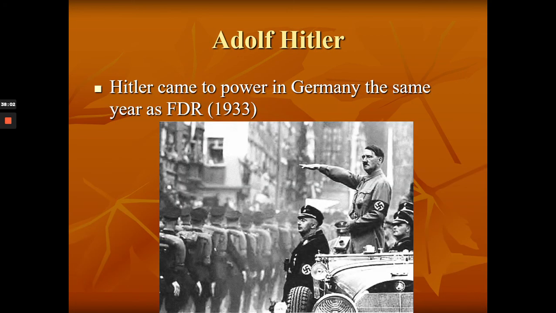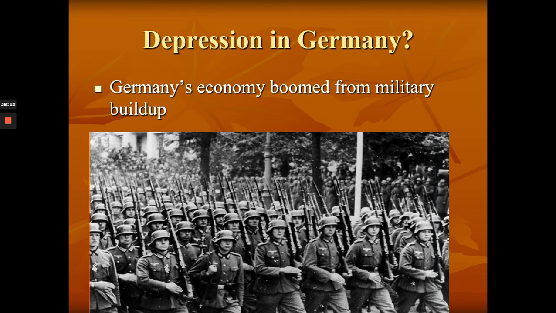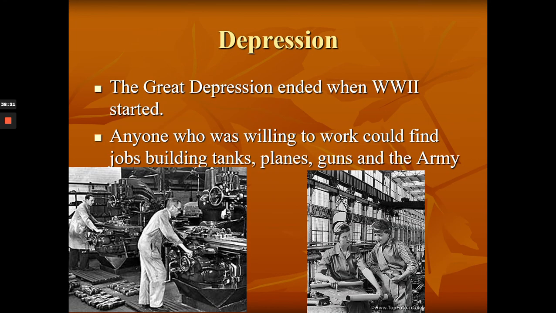So in Germany during this time, Hitler came to power and he did some of the same things. He took men off the unemployment line in Germany and put them to work in the army and in tank factories and plane factories. So both Germany and the United States had a more powerful government as a result.